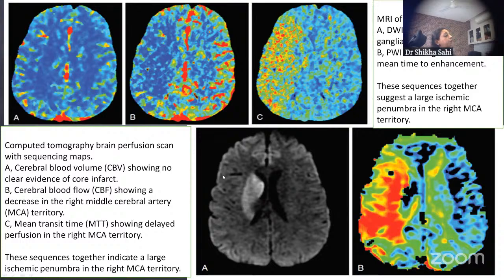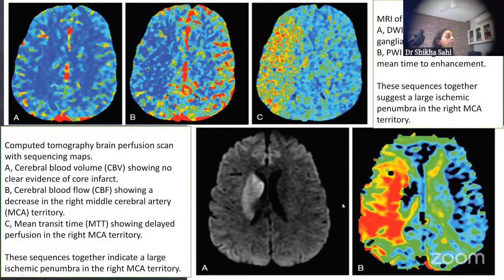So this is the perfusion imaging. Basically, perfusion imaging means that we are able to differentiate between core and the penumbra on the basis of cerebral blood flow thresholds. It could be done either with CT scan or with MRI. So this is the CT perfusion imaging of the patient, in which the cerebral blood volume is normal, but there is a decrease in cerebral blood flow in the right MCA territory, and the mean transit time is also delayed. So this is the penumbral region. This is the hypoperfused, hypofunctioning region, but it is not an infarcted region.